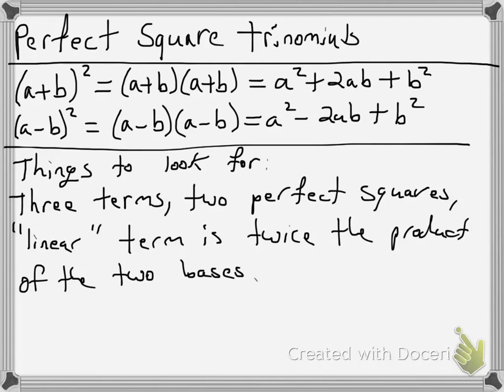Okay, so let me kind of mention what that means. So 3 terms, 1, 2, 3 for your trinomial. Perfect squares, usually it's going to be the first and the last are perfect squares, and then the linear term, you know, it'll just have an x, or it might have an xy, so there's nothing square on it, is going to be twice the product of the two bases. And the bases are going to be your A and your B.